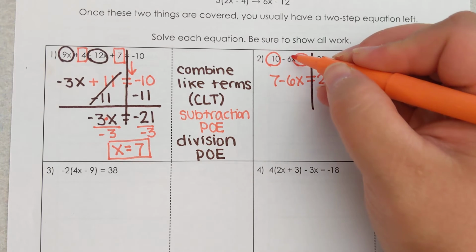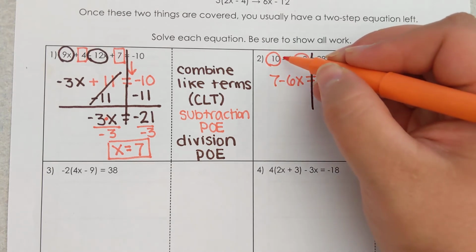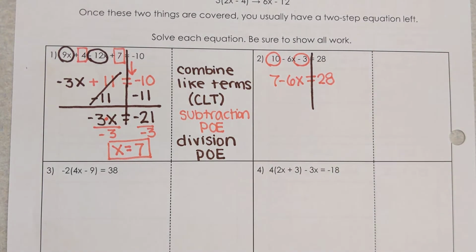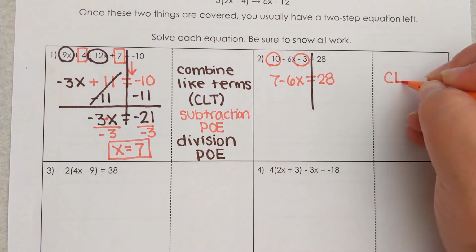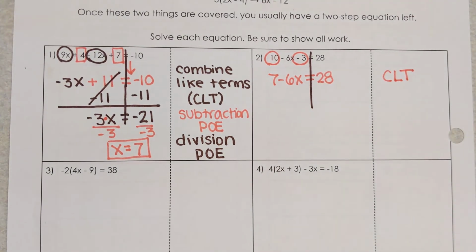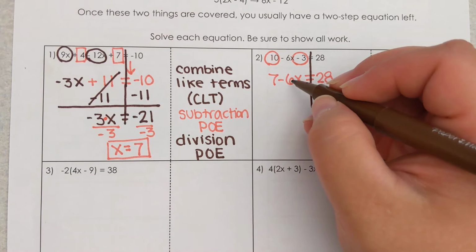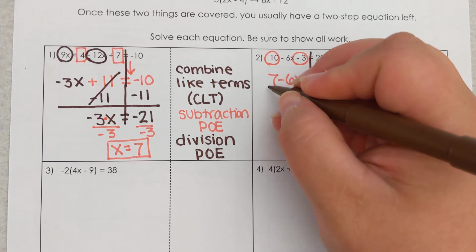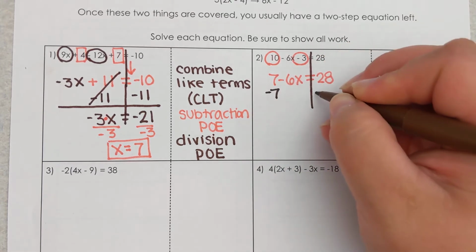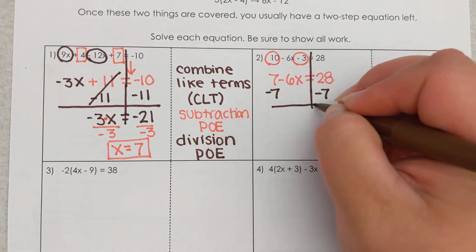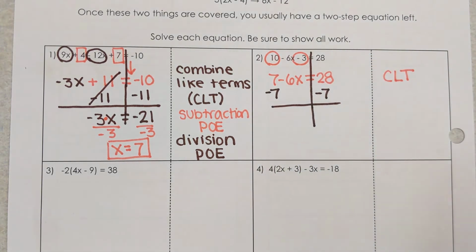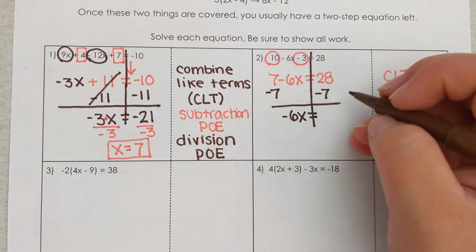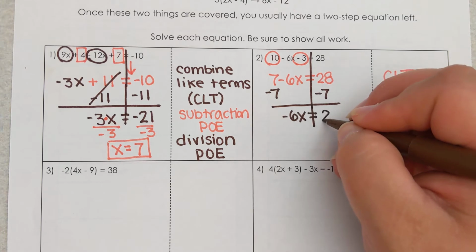And notice how I kept the negative with the 6. I know this looks like -6x, but it's also kind of like -6x. Okay, so I combine my like terms, and now I'm ready for my next step. I have -6x, but I want to get rid of the 7 first, because it's further away from the x. It is a positive 7, so I'm going to subtract 7 on both sides. This leaves me with -6x equals 28 minus 7 is 21.